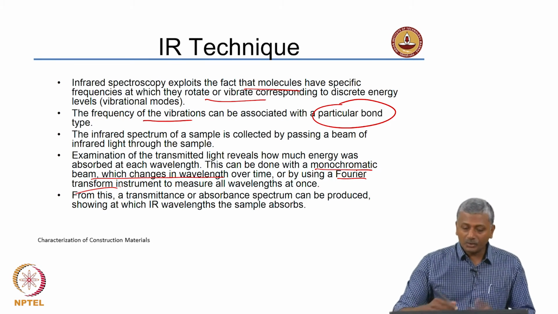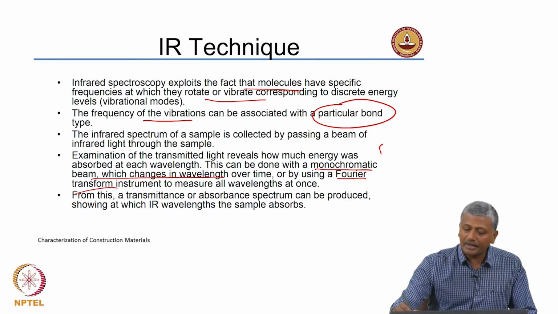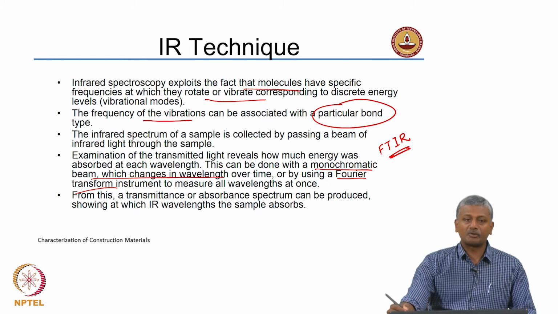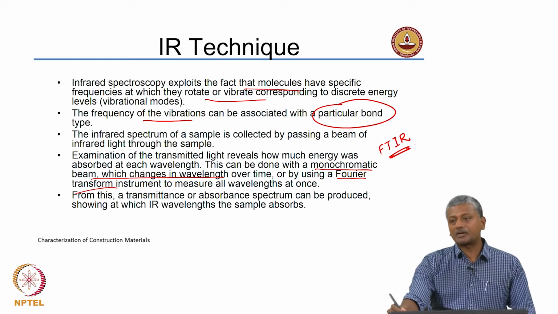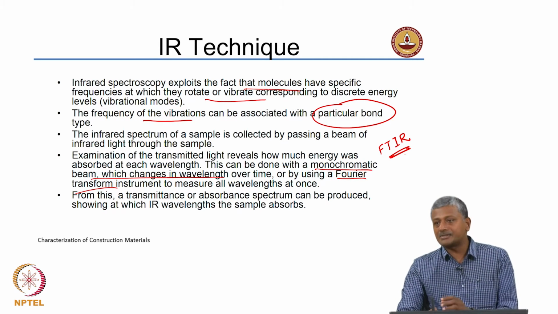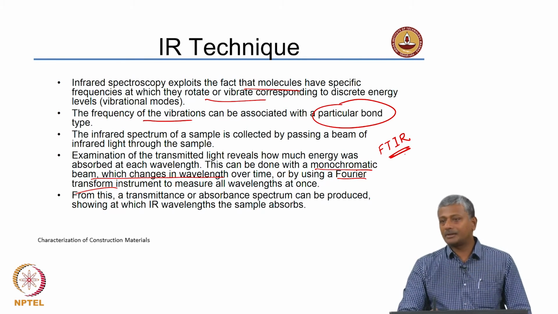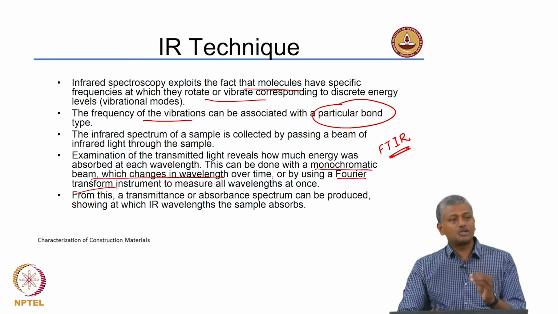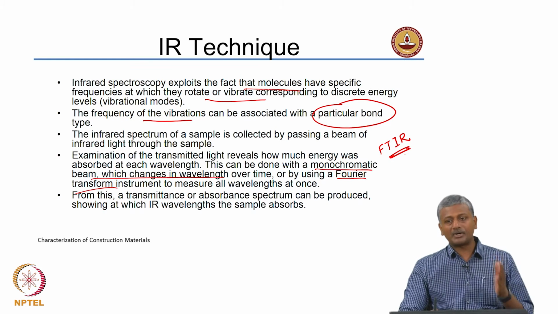So, that is why today what we typically call IR spectroscopy is FTIR spectroscopy, Fourier transform infrared spectroscopy. The idea is that you can isolate all the frequencies or all the wavelengths at once, rather than having to individually choose wavelengths of infrared light to be passed through the sample.